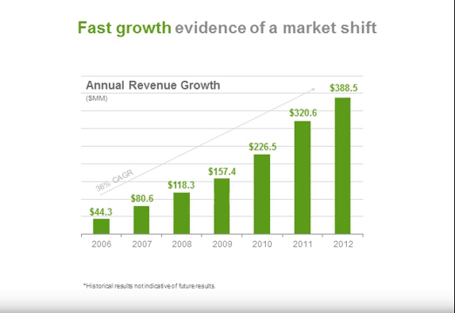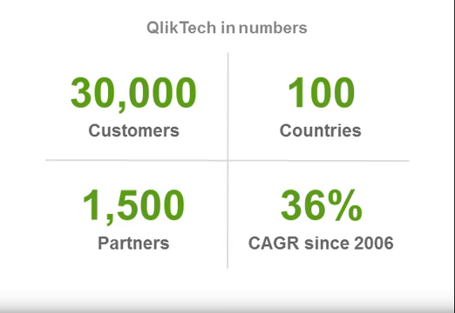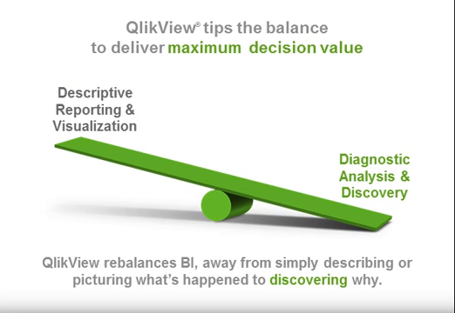We help you answer every decision that you have, and we help you answer each question that you have to ask. So QlikTech in the numbers, we have over 30,000 customers worldwide in 100 countries, 1,500 partners, and again, the 36% compound annual growth rate since 2006.